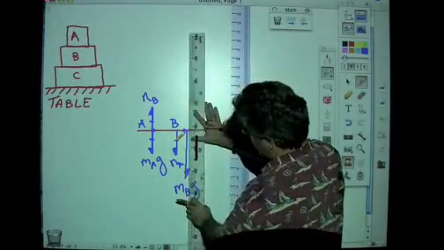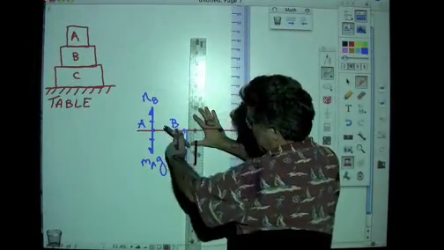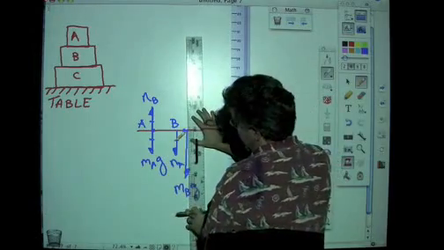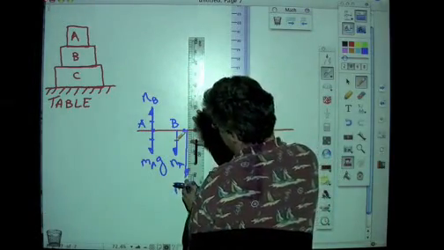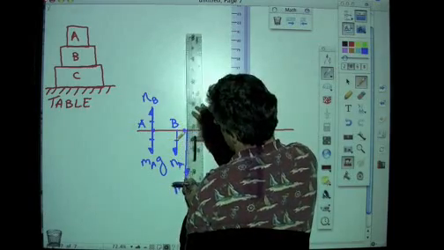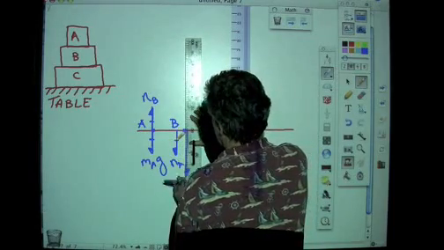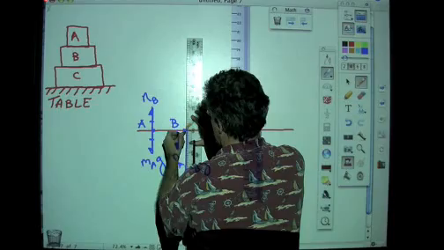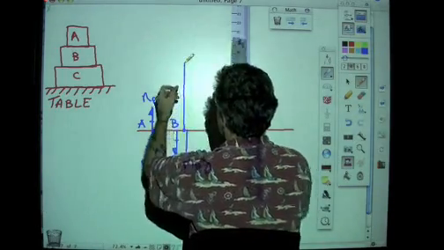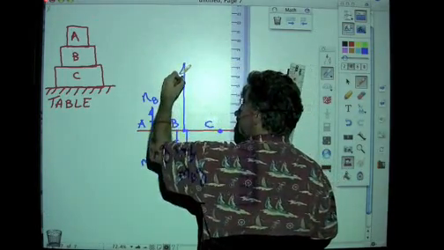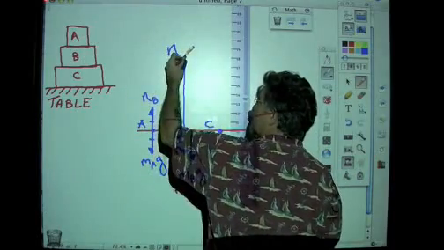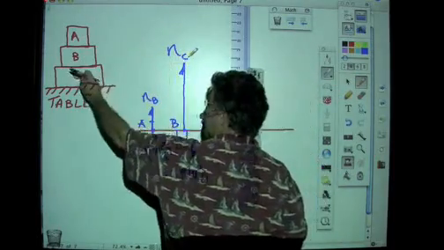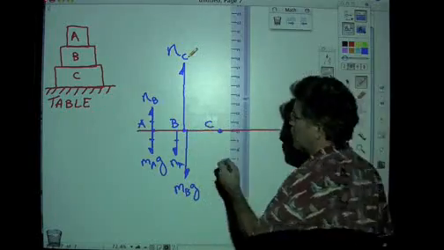And now I'm going to go through and add these up. The two down forces have to equal the up force. It's in static equilibrium. So I'm going to go up to this. This is already getting out of hand. So that's going to be the normal, and the source of that is box C. This is the box below B.